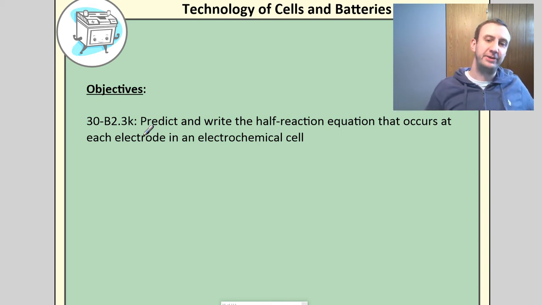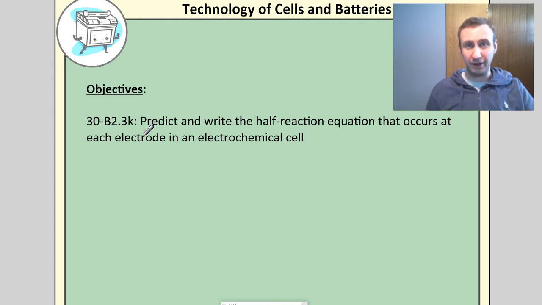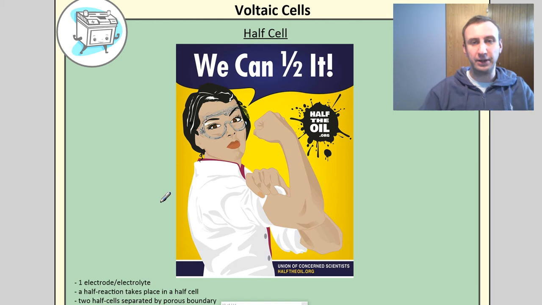So today's outcome is that you are going to be able to predict and write the half reaction equations that occur at each electrode in an electrochemical cell. And we're working specifically on voltaic cells today. So first, we have to talk about what a half cell is.